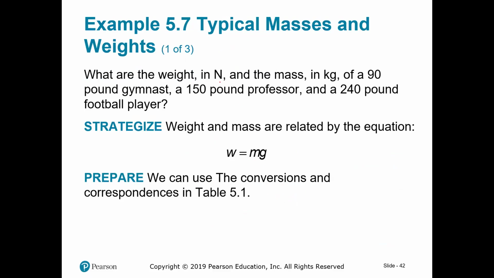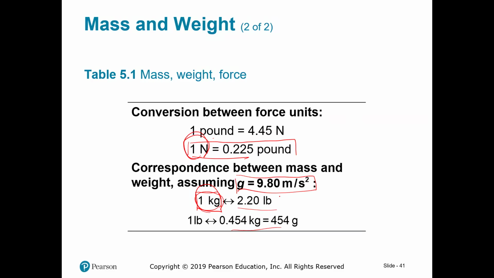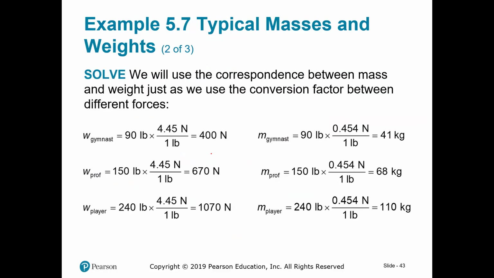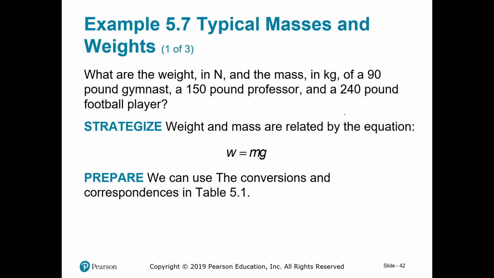So what is the weight in Newtons and the mass in kilograms of a 90-pound gymnast, right? You can convert 90 pounds to kilograms simply. Then you see the mass will be 41 kilograms, right? So then now you can find the weight of it, right?